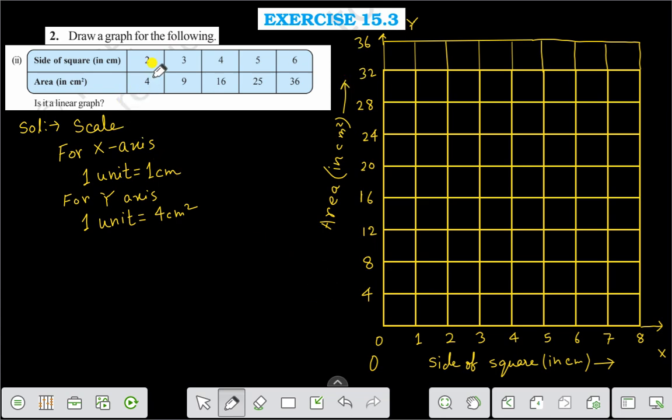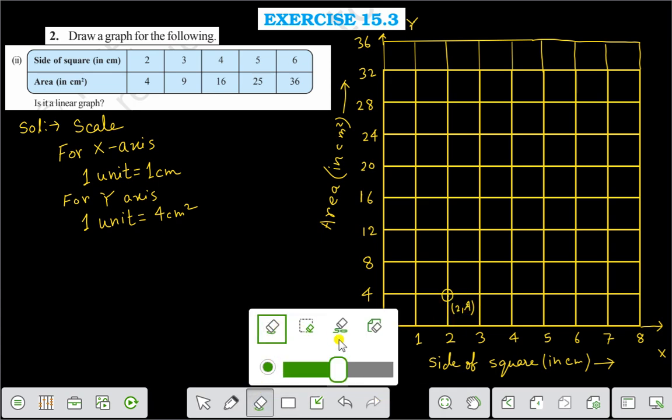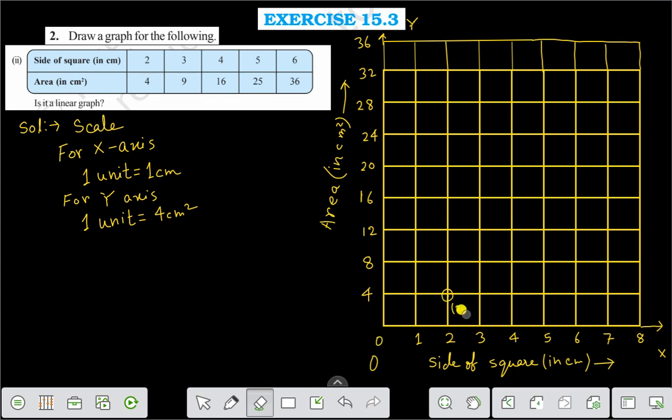To plot the points, the first point is 2, 4. Next point is 3, 9. This is 3, this is 8, and by estimation you can find that this is 9. This point is 3, 9.